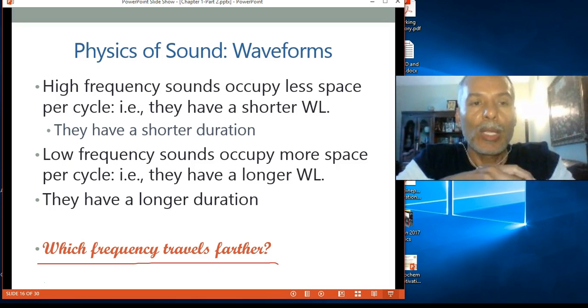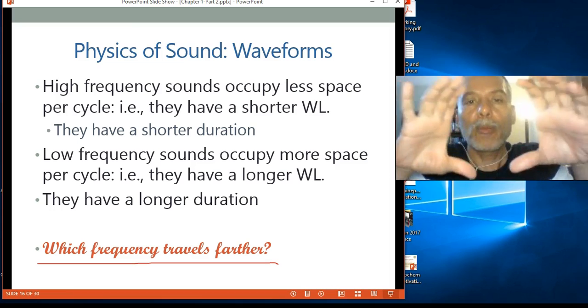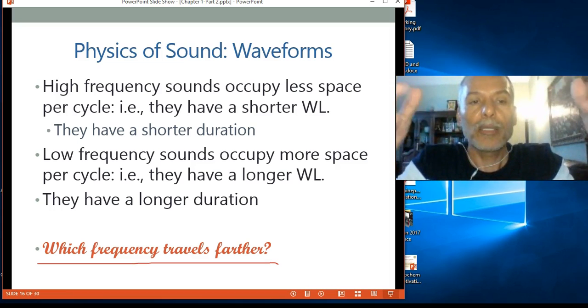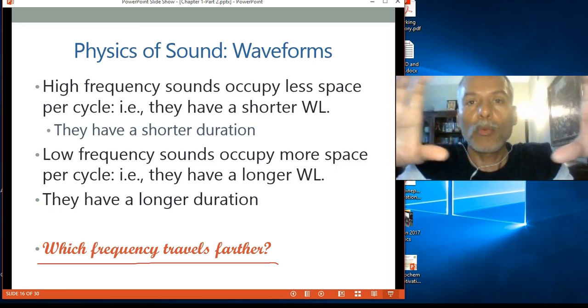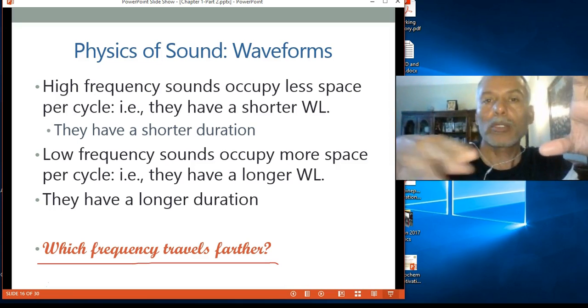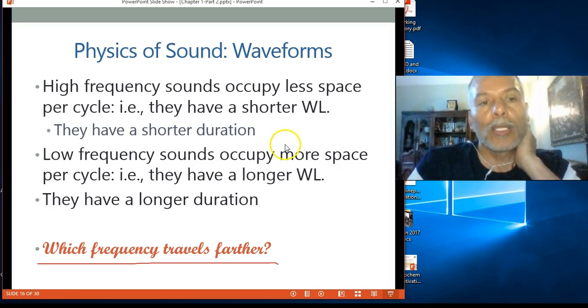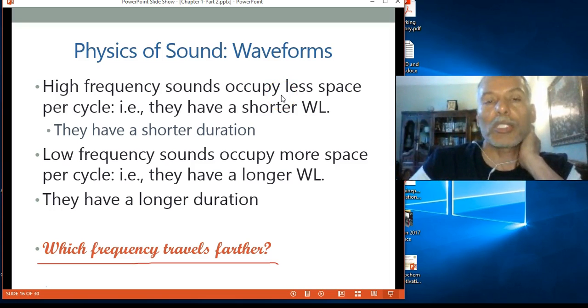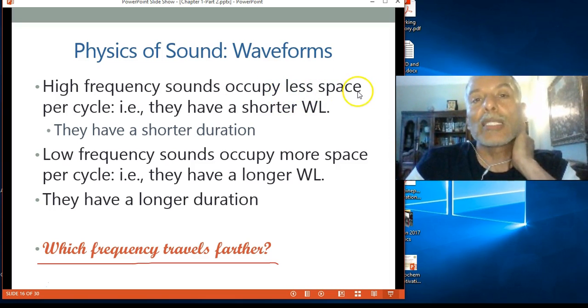Waveform. We said the waveform is the graph that depicts the wave in terms of one peak, one trough, and the horizontal line and the vertical line. So high frequency sounds that have more vibrations per second occupy less space.